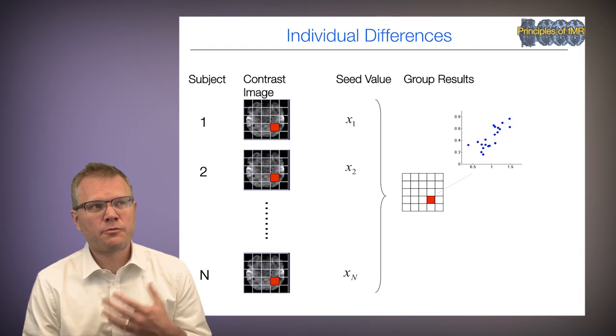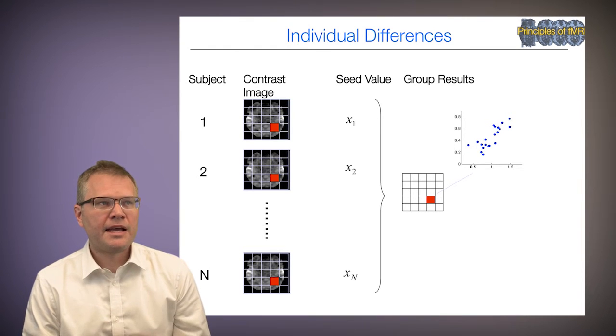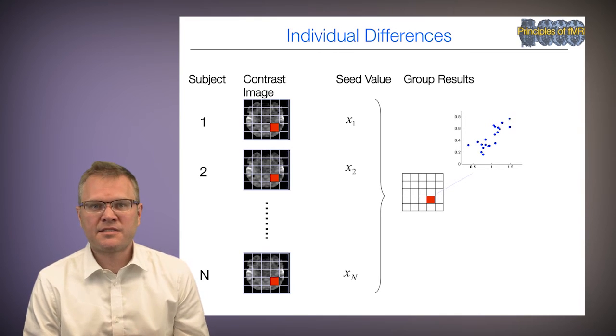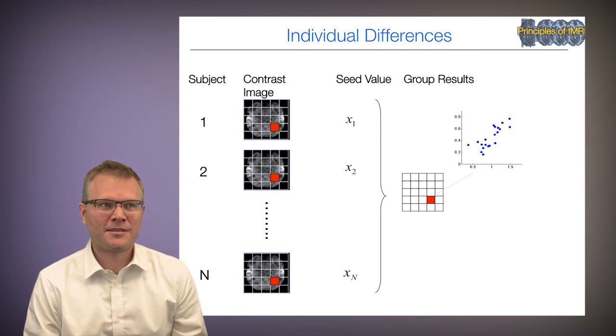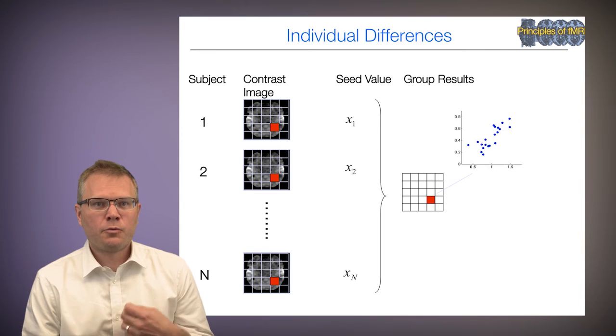Here for each subject we have a contrast image, and we also have a seed value. So let's say that this is some score on a test that the subjects performed. So their resiliency to stress or something like that. So for each subject we have a seed value. So x1 is the score for subject 1, x2 is the score for subject 2, all the way up to xn, which is the score for subject n.